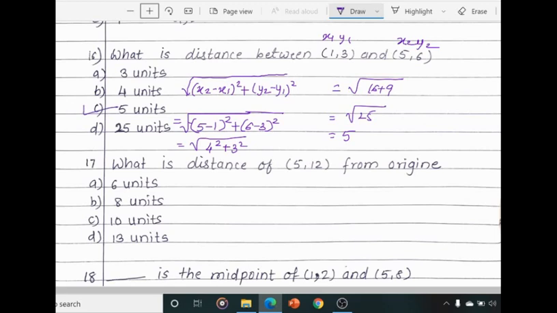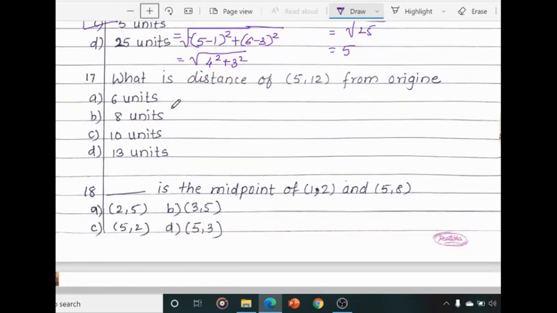Next, what is the distance of (5, 12) from the origin? Again, origin means the point (0, 0), and we need to find the distance. We can use the same formula we used above: square root of (x2 minus x1) square plus (y2 minus y1) square. Put the values in under the root. This is x1, y1 and this is x2, y2.